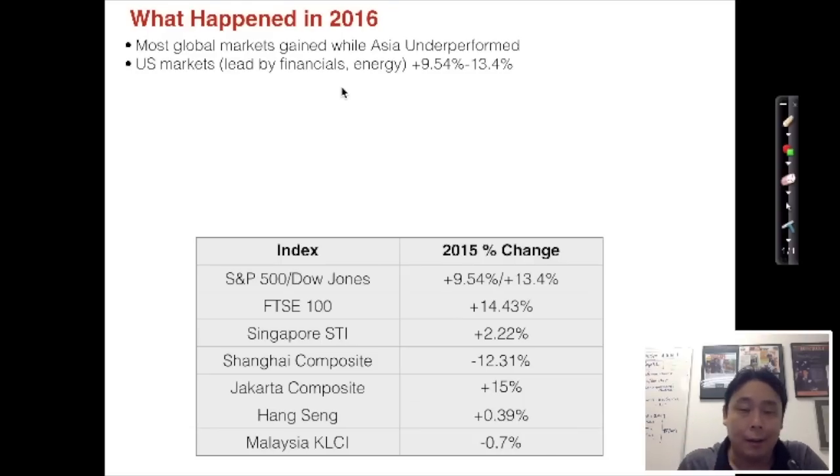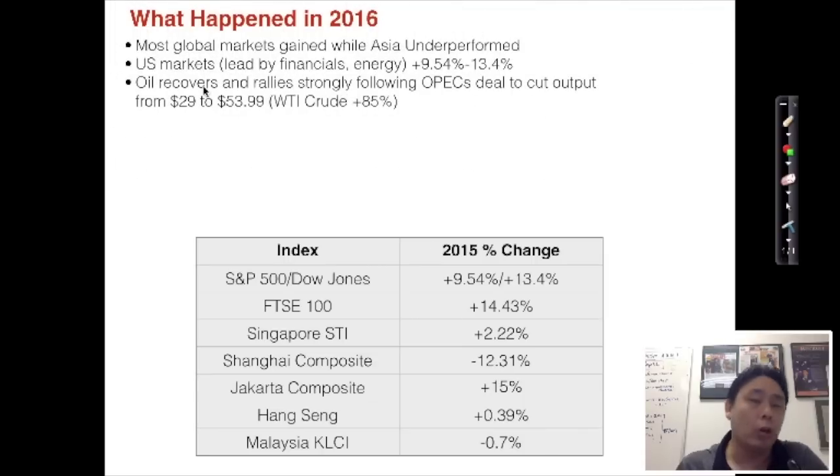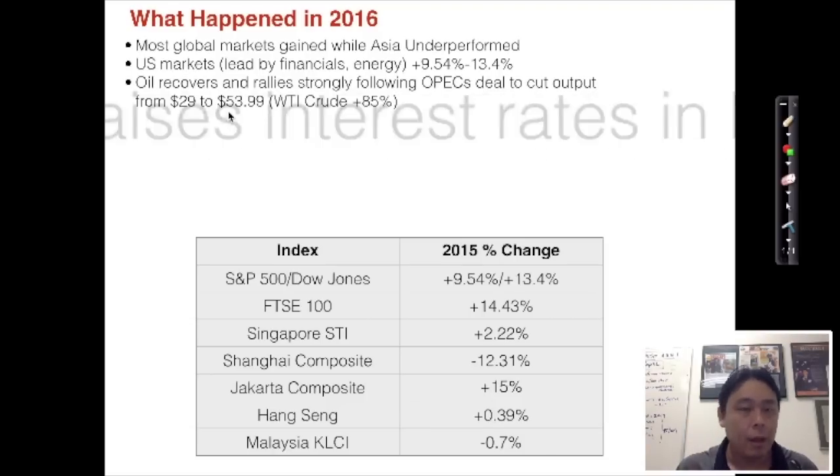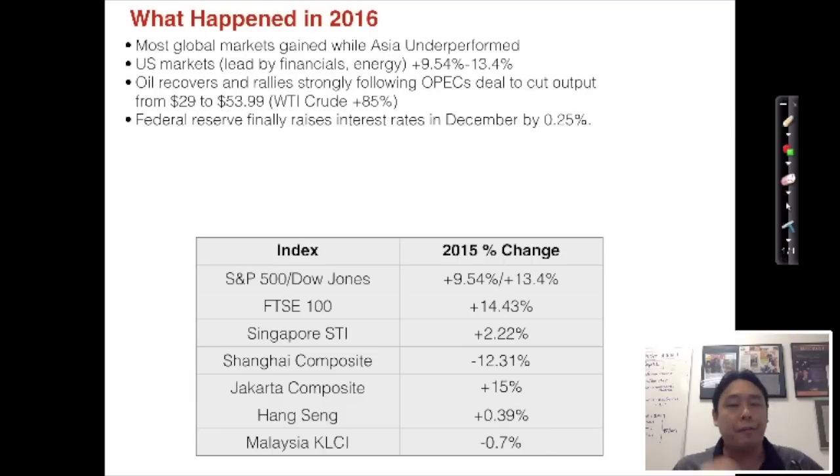Okay. Next one. Did oil recover? Yes, in fact, it was better than I thought. I thought that oil would go up to $40, but no. Oil went up 85% from $29 to close to $54. It's now at $55. So there was also a second call that I got right. Next, the Federal Reserve increased interest rates once last year. After holding back for a couple of months, it eventually raised rates in December by 0.25%. Okay.